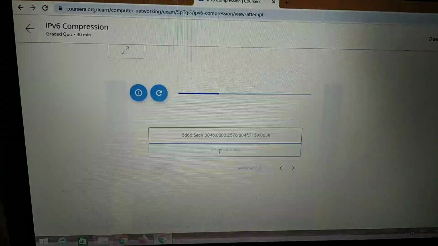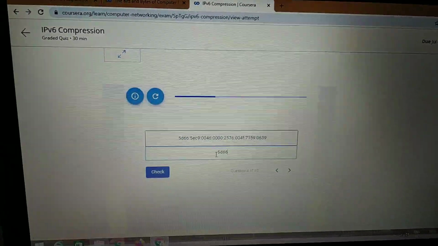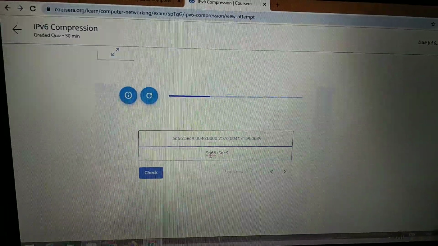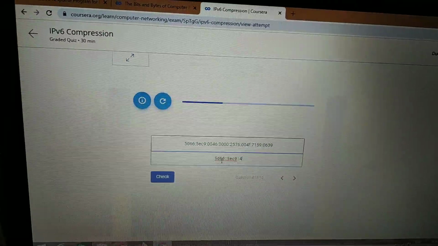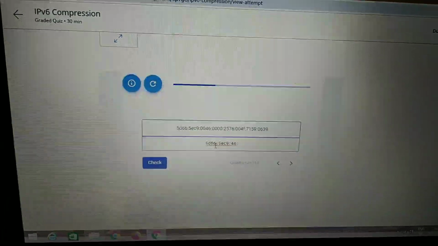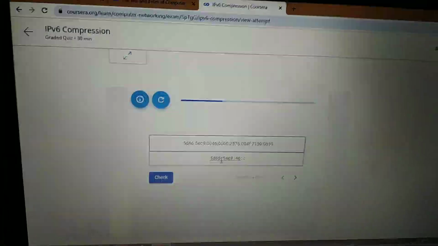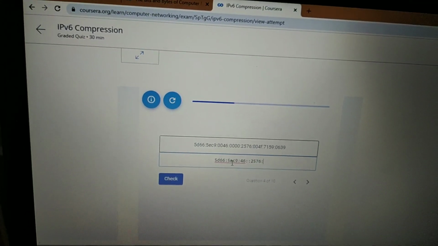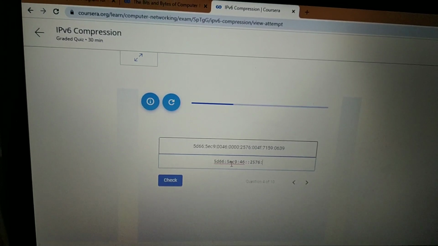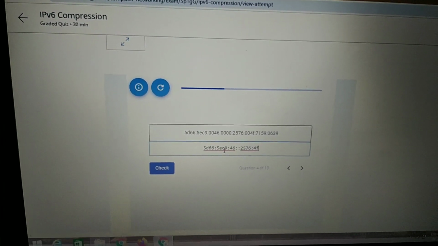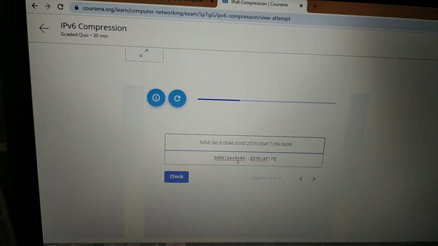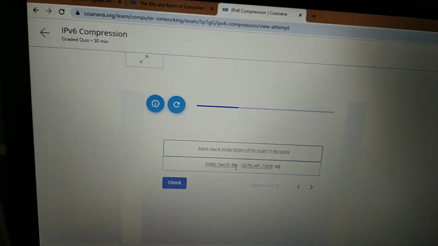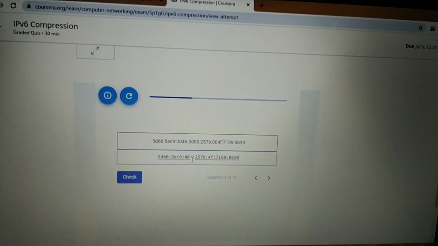Here we are going 5D66 colon 5EC9 right colon 46 colon, next 4 zeros we are having, so double colon 2576 colon and 4F, we have to eliminate the 2 zeros before that colon 7159 colon and next 0639. Now we have completed the complete one.